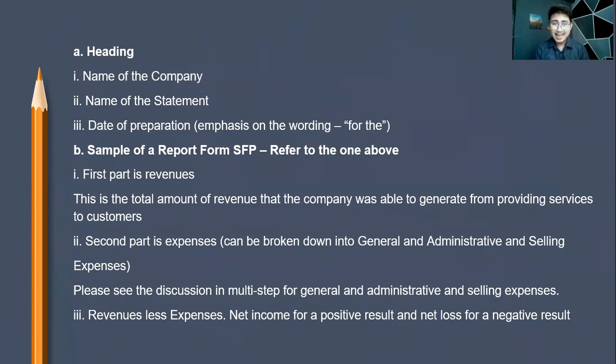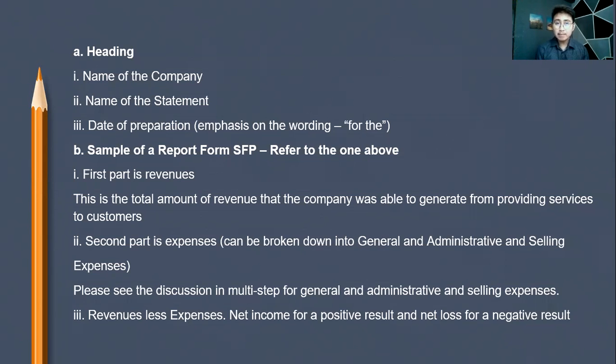First, we have the heading. You need to indicate the name of the company. After that, the name of the statement. So what kind of statement are you doing sa isang kumpanya? Next, we have the date of preparation. Take note, you need to emphasize the word "for the" every time that you write a date of preparation.